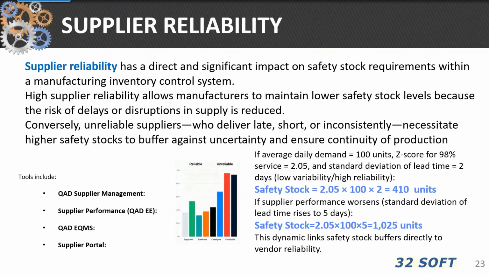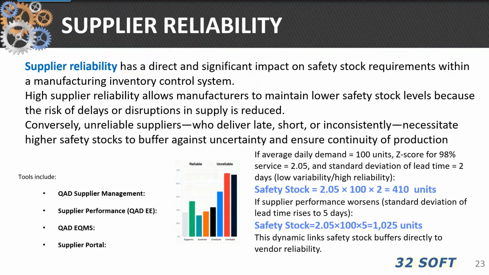Supplier reliability has always had a direct and significant impact on safety stock requirements. The higher the reliability of the supplier, the lower the inventory stock level manufacturing has to maintain to ensure delivery to customers, because the risk of delays or disruptions in supply is reduced. Conversely, unreliable suppliers who deliver late, short, or inconsistently necessitate higher safety stocks to buffer against uncertainty in supply and demand.